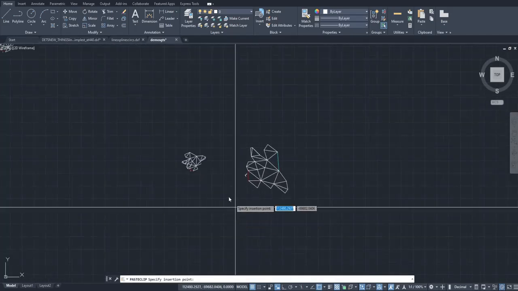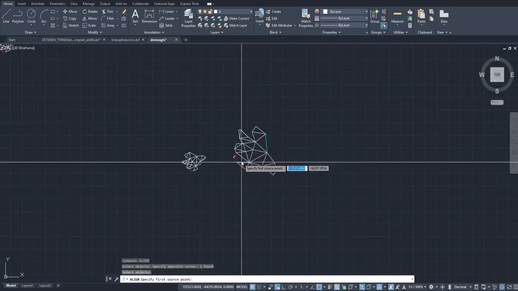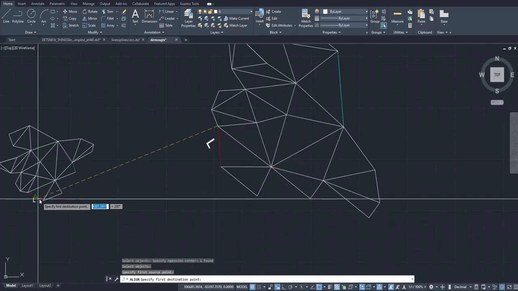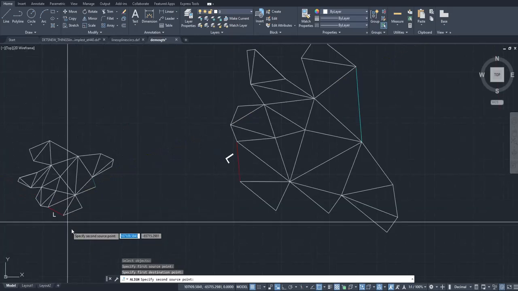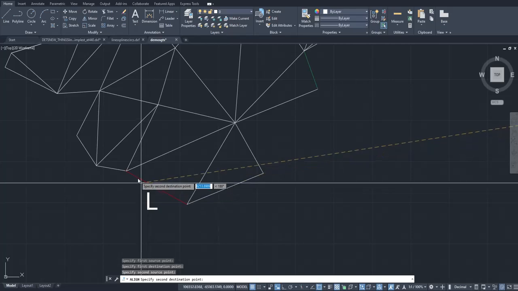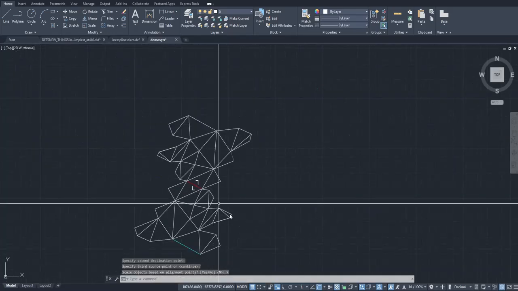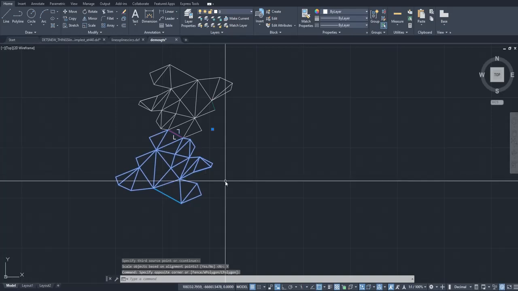Suppose this one is aligned, and while we are using the align command on this, the first point is aligned with the second point here, and the second point is aligned with the first point here, we will get a different alignment of this object, and we will get the objects in the reverse order.